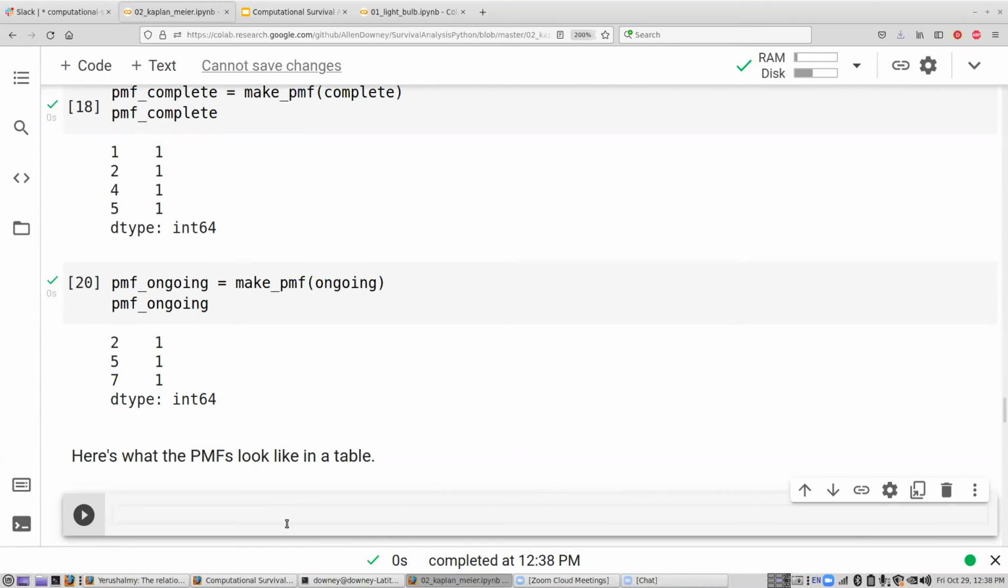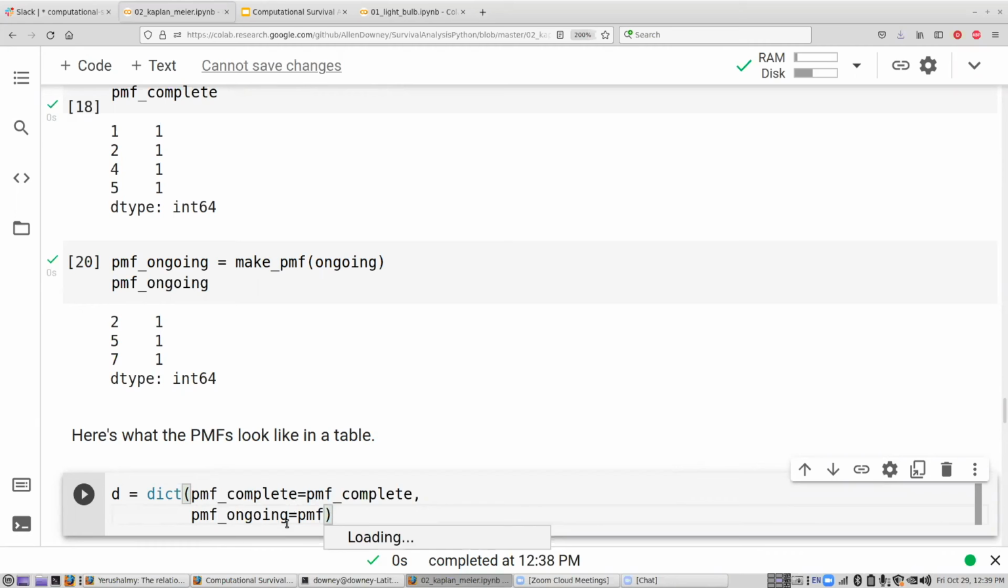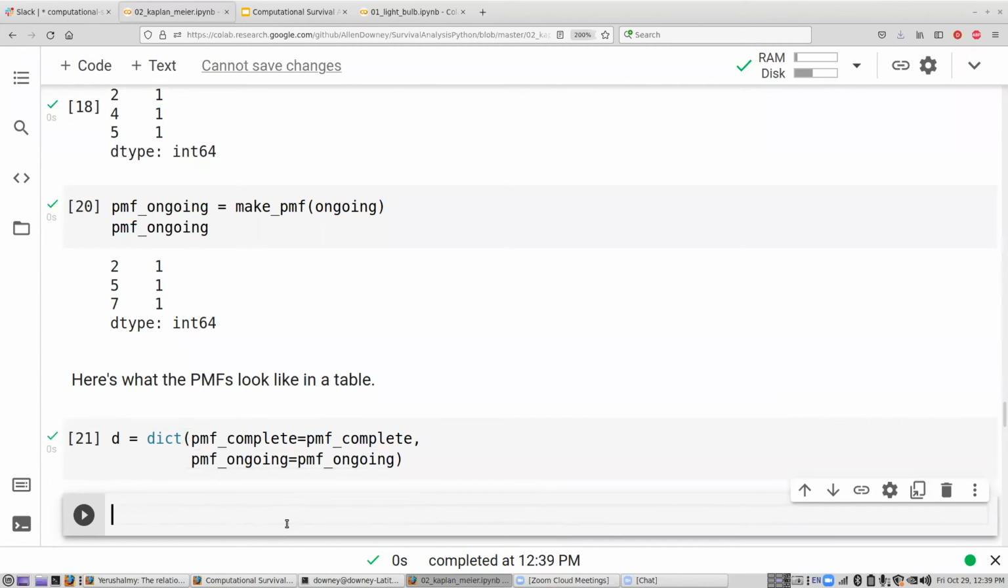Now, I've got these 2 PMFs. I'm going to put them together into a data frame, because this is going to let us see each step of the computation as it goes along. So I'm going to create a dictionary, and I'm going to put into the dictionary the 2 PMFs that I just created. So PMF complete equals PMF complete, and PMF ongoing equals PMF ongoing. The reason I'm making a dictionary is that it's a convenient way to make a data frame, but I need an index. So the index is going to be the union of the 2 indices.